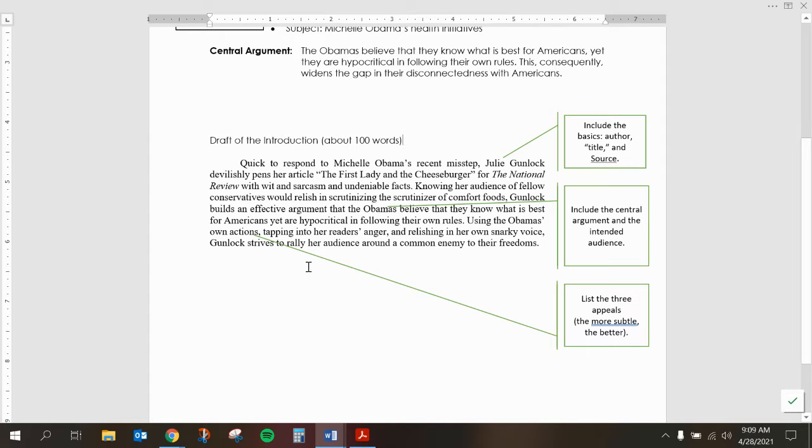If you're not comfortable with changing that, you can just simply list it as logos, pathos, and ethos. But if you want to, you can be more subtle. I did a more subtle way of writing it. I wrote about the Obamas' own actions, which is logic, tapping into her readers' anger, which is the pathos, and her own snarky voice, which is her ethos. So I did it in a more subtle way, but I still want to make sure I include those three appeals.